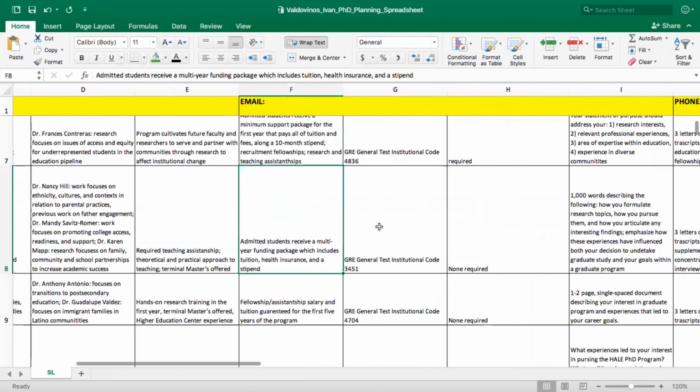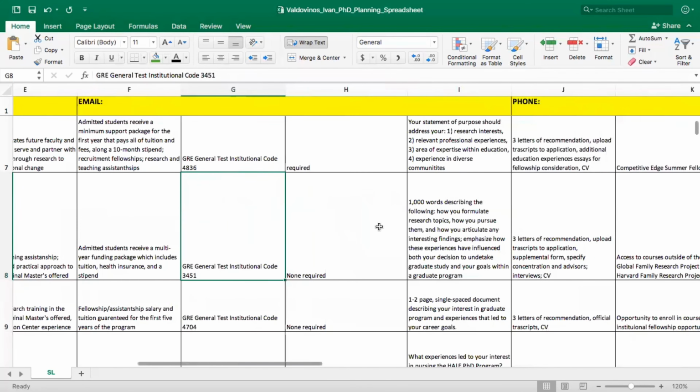Admitted students received a multi-year funding package, which includes tuition, health insurance, and a stipend. So that was really attractive to me because they offered you a full funding package, and it was given to you right away when you were admitted.